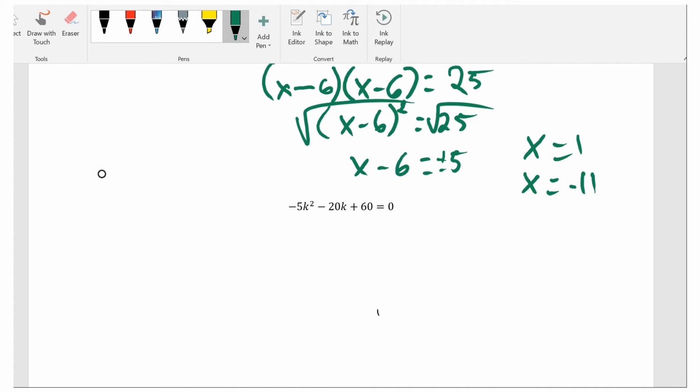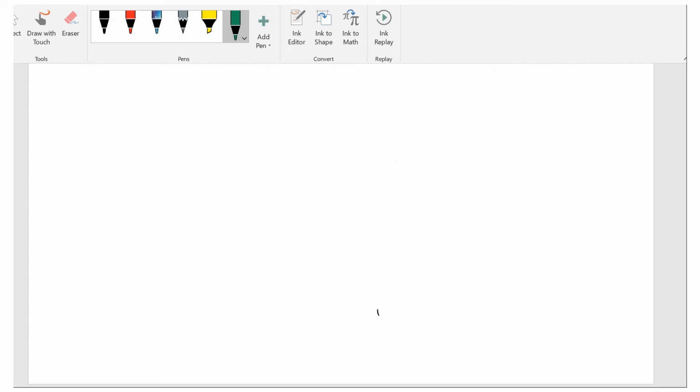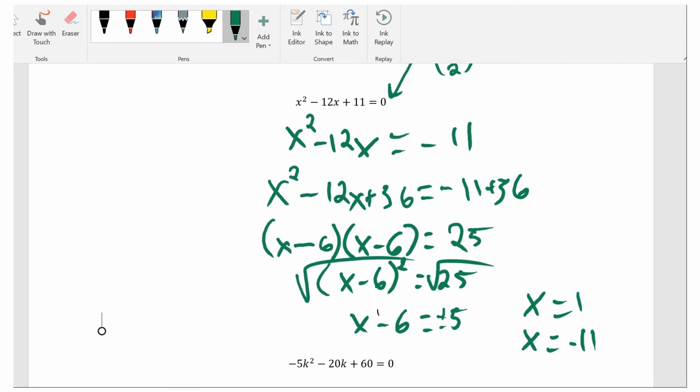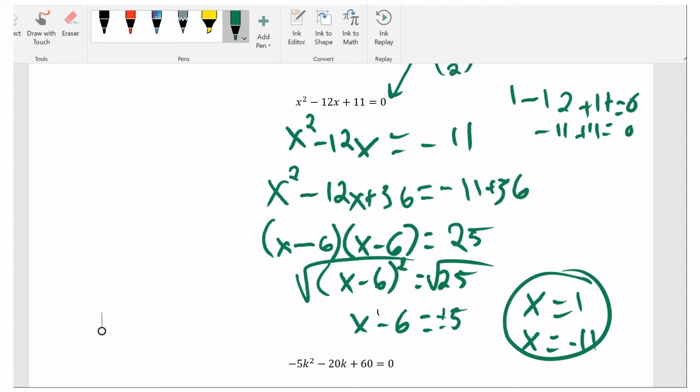And when we try that, if you were to plug 1 and negative 11 back in for x, you should get 0. So if I did 1 squared, that gives me 1. Negative 12 times 1, so that gives me 1 minus 12 plus 11 should equal 0. That gives me negative 11 plus 11, which would equal 0. So when I plug these numbers back in for x, I get 0. That's what I should get.